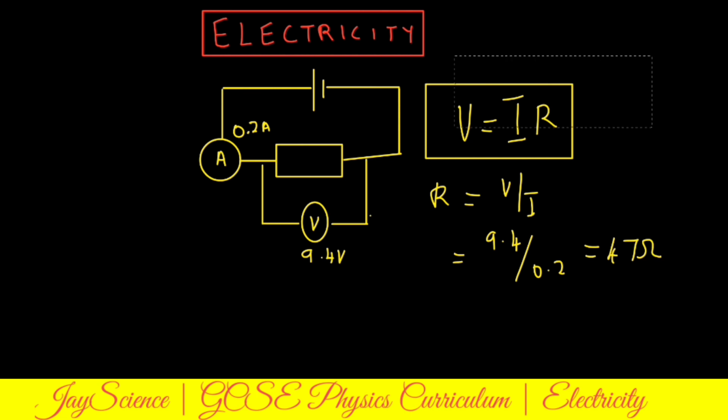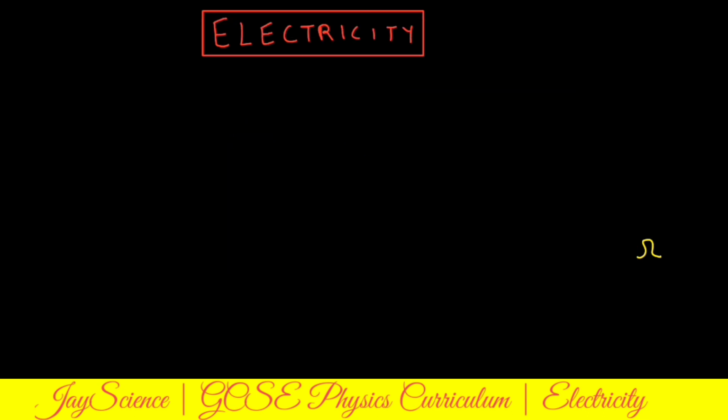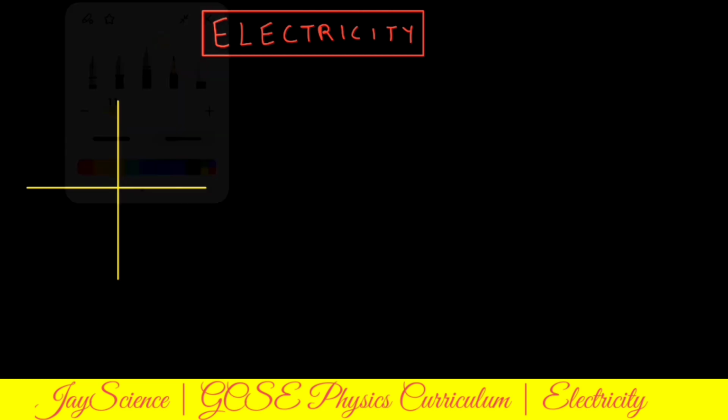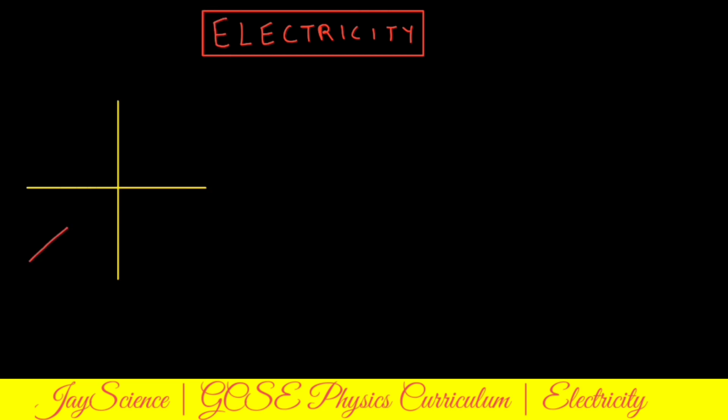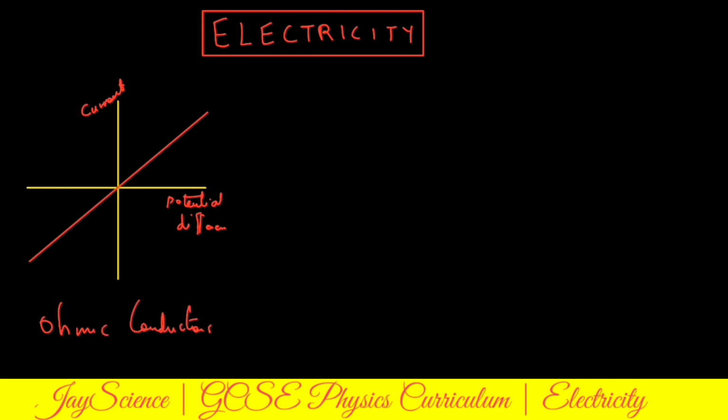Now, there are some substances that obey Ohm's law, and there are some that do not. The electrical components that obey Ohm's law, we term those as ohmic conductors. So on the y-axis, you have the current, and on the x-axis, you have the potential difference. So ohmic conductors are components that obey Ohm's law.